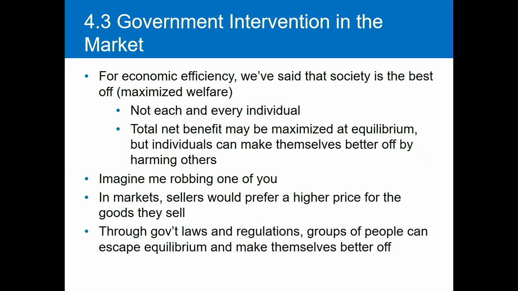The only way that individuals could improve their situation is by making somebody else worse off. And even when we're in equilibrium, some individuals can make themselves better off, but it's going to be at the expense of others. So it's going to create some inefficiency. We'll have some sort of deadweight loss.